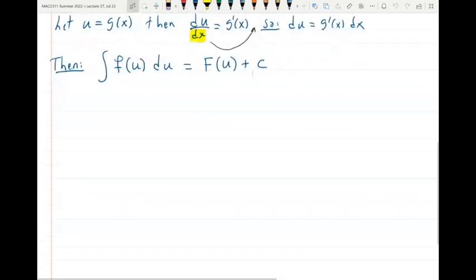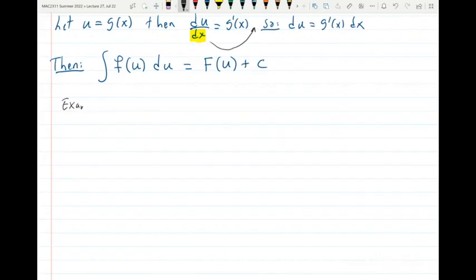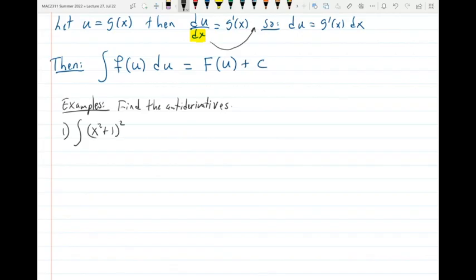All right, so let's do some examples to illustrate this technique. I'm gonna do some basic ones, and then we're gonna do more interesting ones. So find the antiderivatives. We did one last time. Now let's do this one. This one is very obvious, but it's just to illustrate the idea.